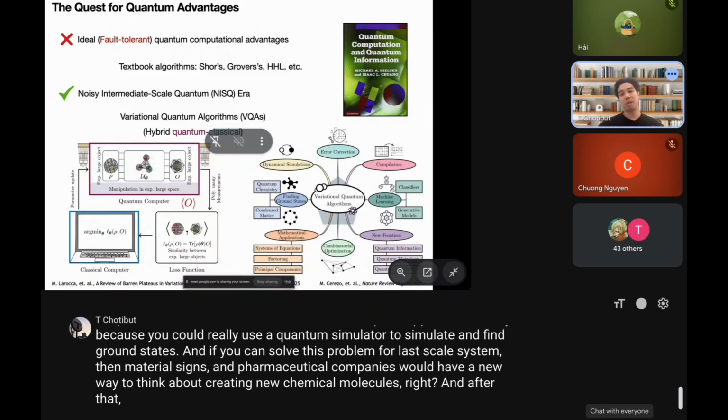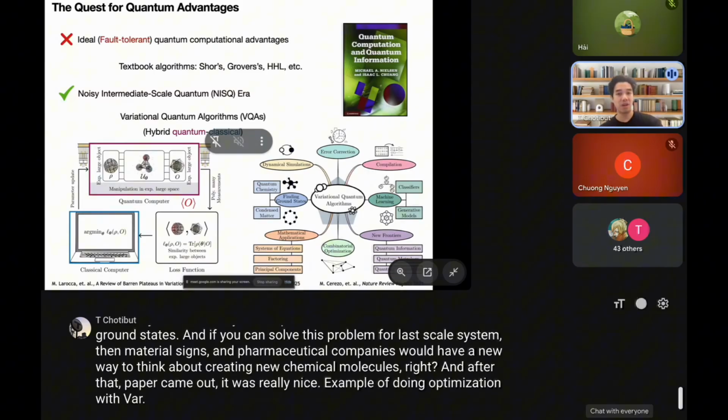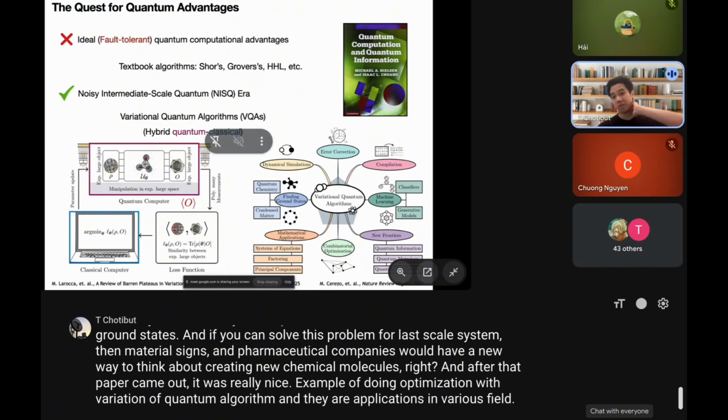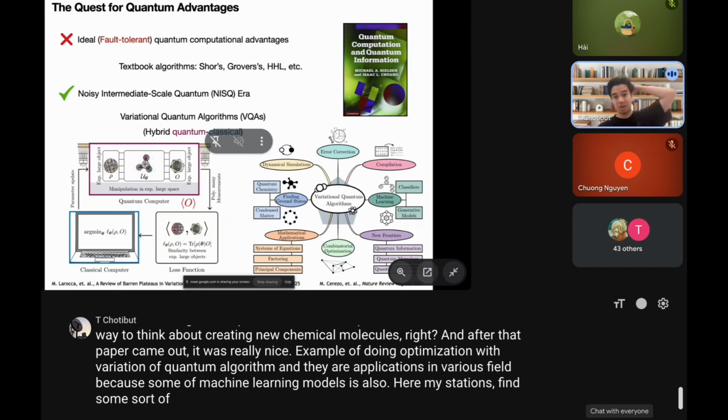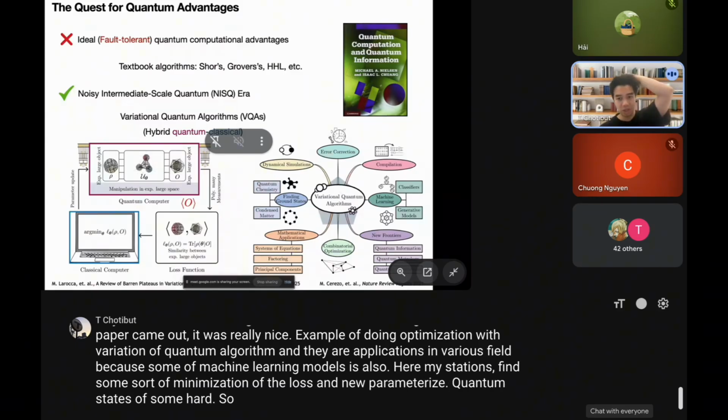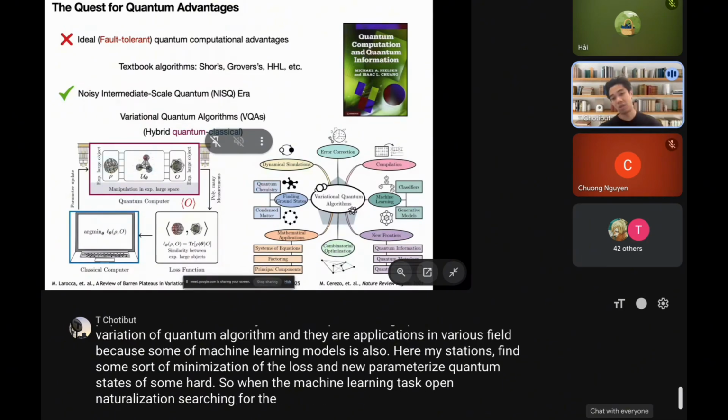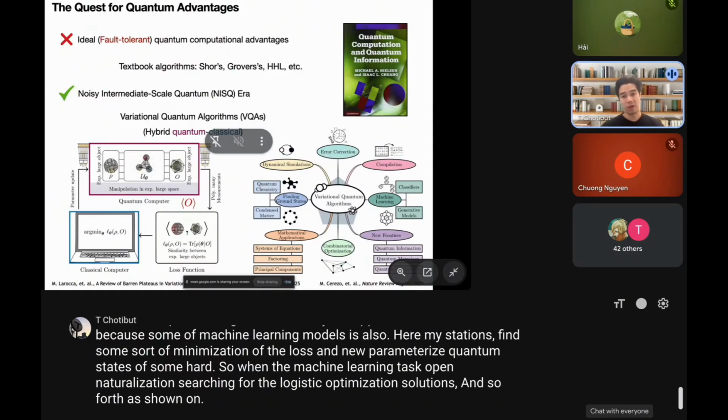And after that paper came out, it was a really nice example of doing optimization with a variational quantum algorithm, and there are applications in various fields, because some machine learning models are also quantum optimizations, finding some sort of minimization of the loss, and you parameterize a quantum state to solve some hard quantum machine learning task, combinatorial optimization, searching for logistic optimization solutions, and so on and so forth, as shown on the lower right.